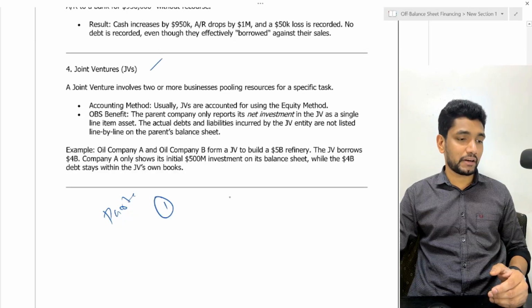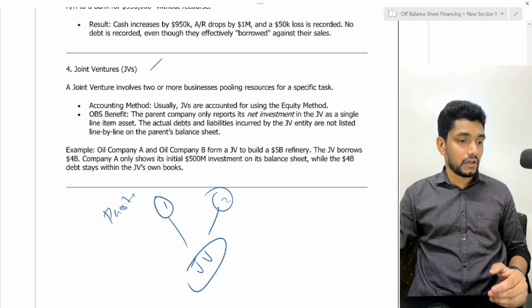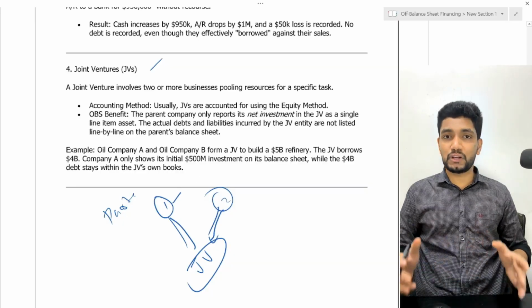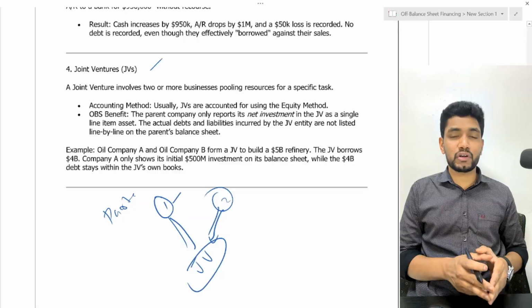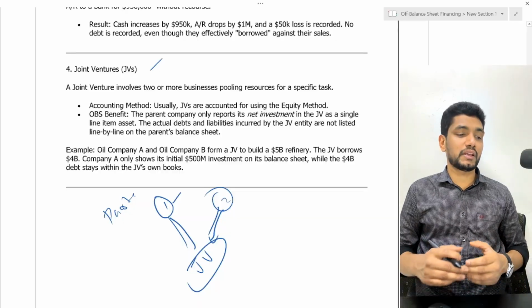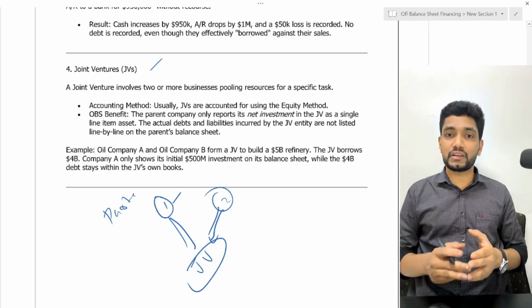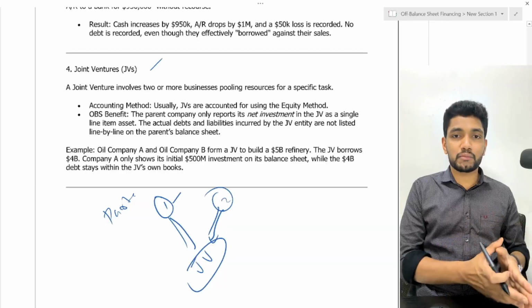Suppose there is one parent company and a second parent company. They join and create a joint venture. As a result, they will transfer all these risks to the joint venture and report only the investment as a long-term investment in their balance sheet. These parent companies will show only their investment in the joint venture. They will not show the joint venture's liabilities and assets on their books of account.